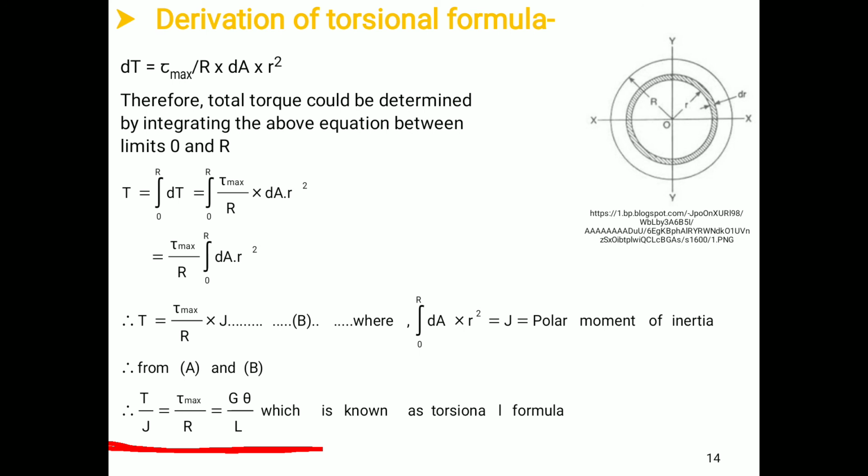G is the shear modulus or modulus of rigidity and it is in Newton per mm square. Theta is the angle of twist in radian, and L is the length of the shaft, again in mm. So this is the torsional formula we have derived in this lecture.